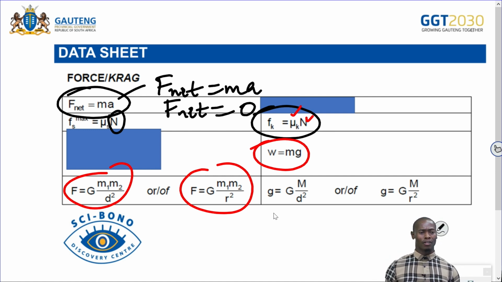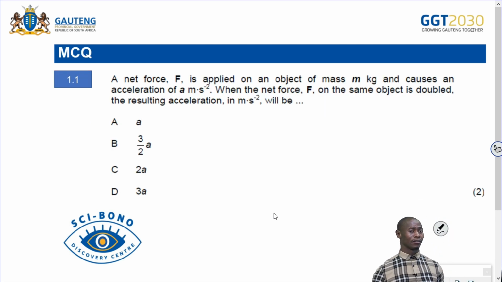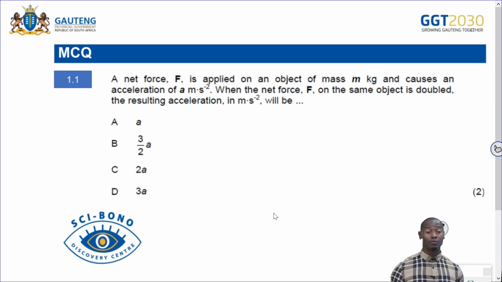So we cannot lose marks when it comes to copying. Just learn to copy the correct equation from the data sheet. All right. So let's look at also the multiple choice questions.